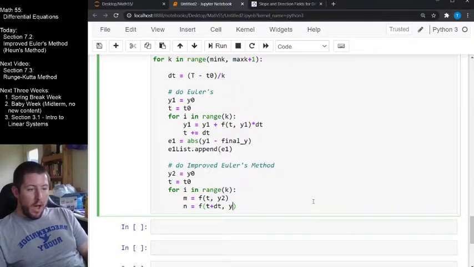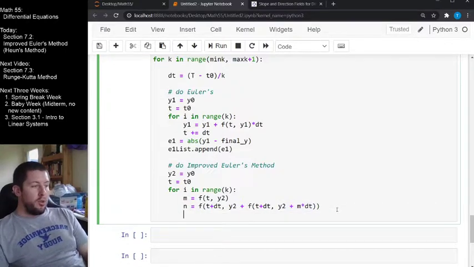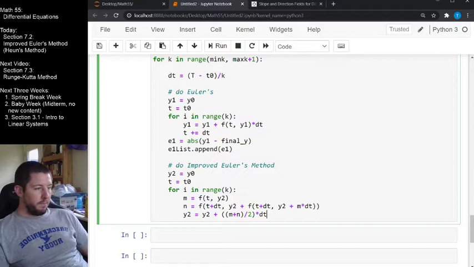So this should be f of t plus dt, and right here we should be getting y2 plus m times dt as our estimate for the next y value. So current t value, current y value, next t value, Euler's method of next y value. This gets us our second slope of interest. Now we can use that m and n to get our y2 value. So our new value of y2 is our old value of y2 plus, we want to go the average of the two slopes for dt units of time. That's going to update the y2s over and over. We're updating the y values.